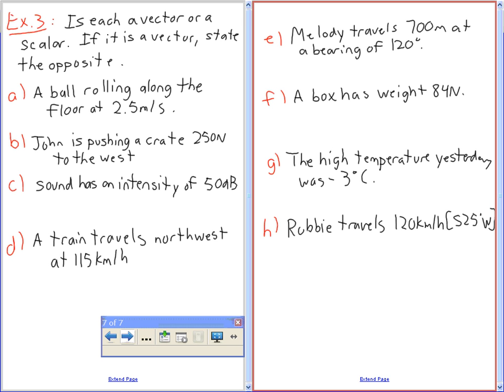The reason I'm making a big deal about this is not that you can't figure out easily what's a scalar and what's a vector. The problem is that in this course you will give me a vector answer as a scalar. So you'll just say that Robbie moves 120 kilometers per hour, which isn't a vector. So what I want you to do here is just do the opposite. If something is a vector, make it the opposite vector. If it's a scalar, just say scalar, and hit stop on the video.